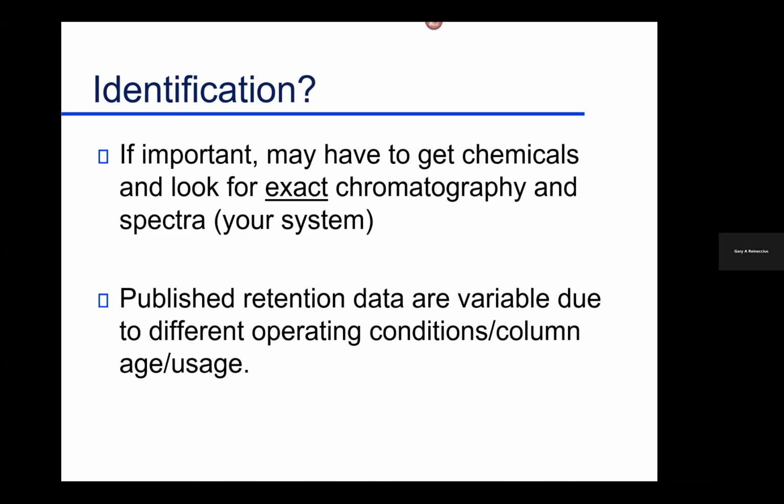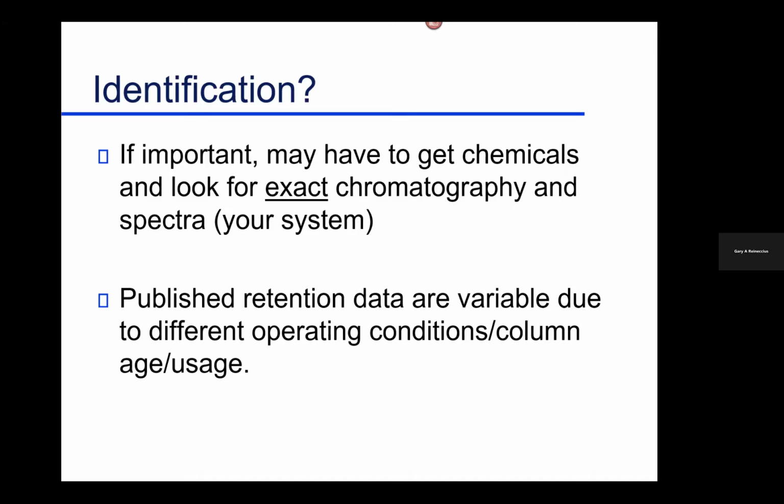If the identification is extremely critical to you, you probably would back that up. You'd maybe get some pure standard, and you'd spike your sample with a pure compound, so you know there's the pure compound there. And did that peak that you suggested is there get bigger? Not kind of bigger, but bigger, sharp, clean chromatography.